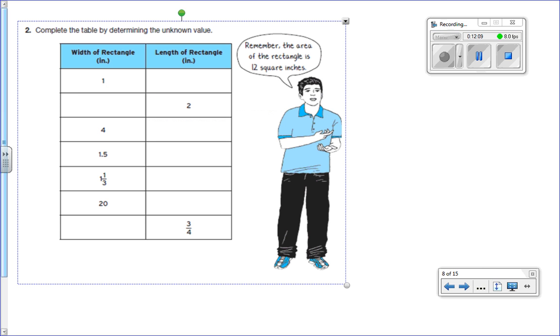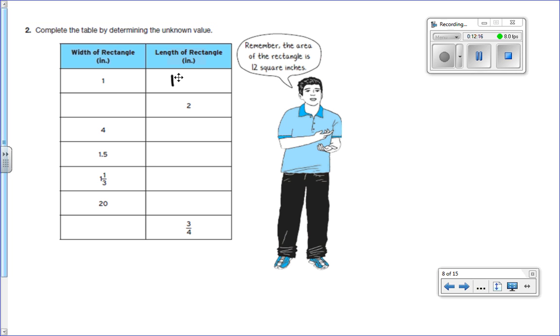Complete the table by determining the unknown value. So if we had 1 here, we just talked about this as our example, then we would have to have 12, because 1 times 12 equals 12. Again, the point of this table is to multiply the two numbers together to get a total of 12. So if 2 was the length, then 6 would have to be the width, because 6 times 2 is 12. If 4 is the width, then 3 would have to be the length, because 4 times 3 is 12.